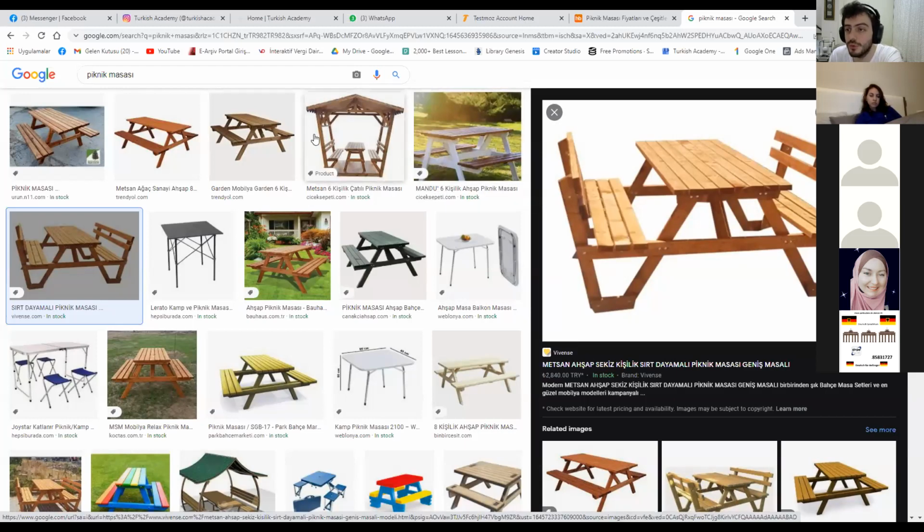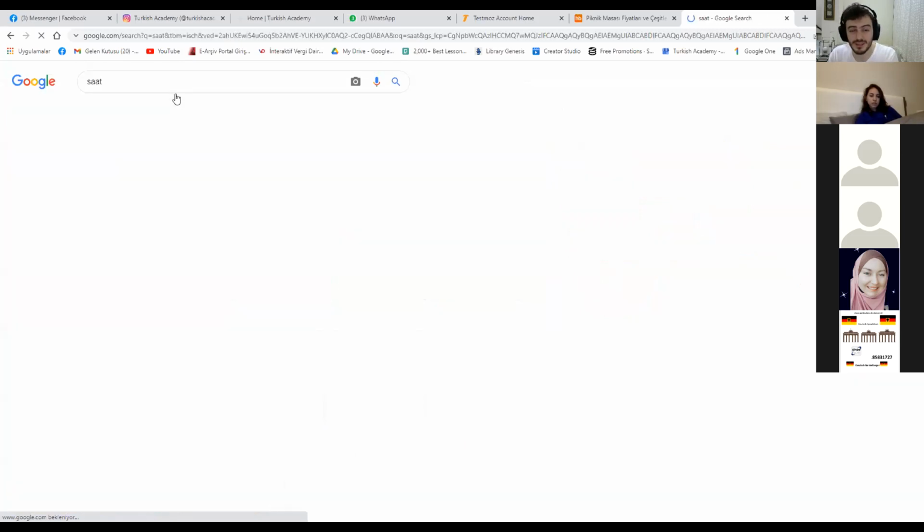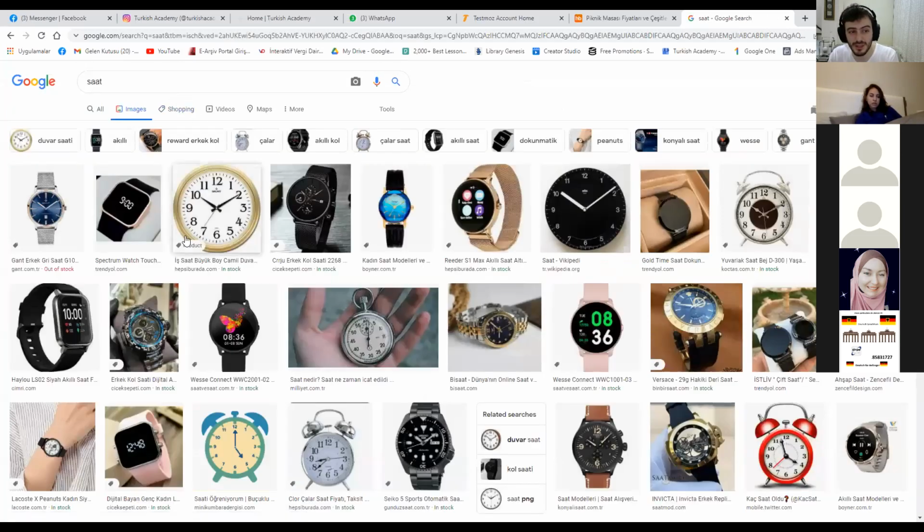And this can be used for other examples. Let's talk about the word saat. When I write down the word saat in Google Images, it's going to show me all types of clocks. It's going to show me a clock that we use on the wall. It's going to show us a watch. It's going to show us a pocket watch, I think. And it's also going to show us a clock that we put on the table.